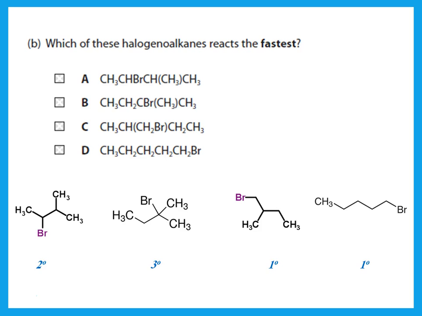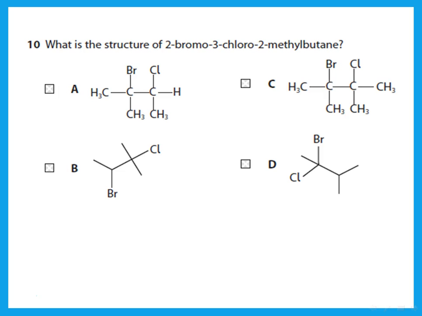The first one you should realize is a secondary. The second one is a tertiary, then a primary and a primary. Now, which one breaks fastest? You should remember that a tertiary is the one that reacts fastest because it will be removed and form a tertiary carbocation. This is a faster reaction than if it were a secondary or a primary.